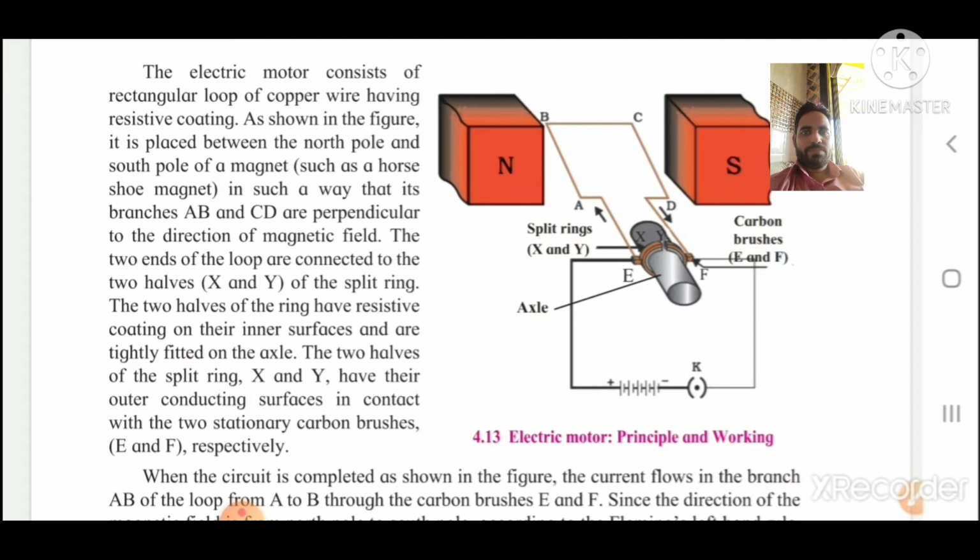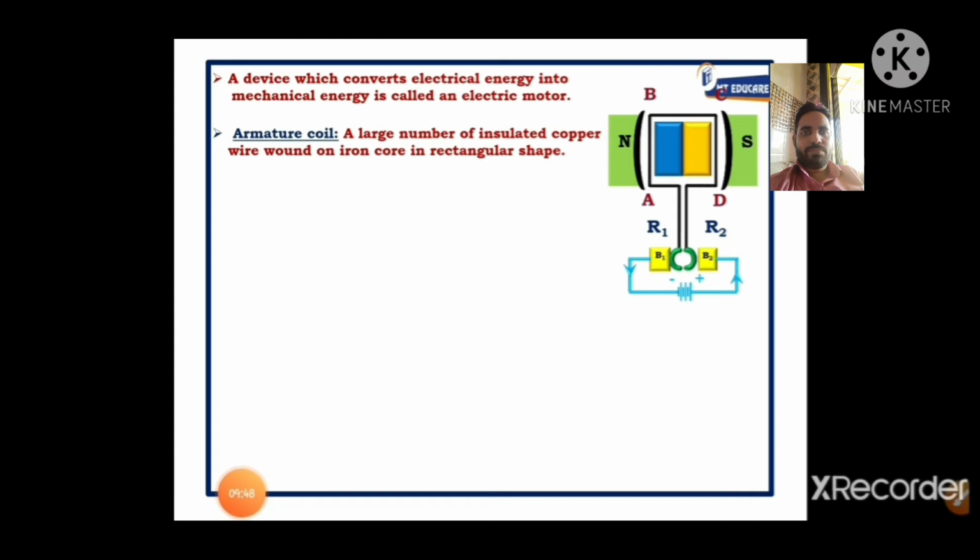Now I am going to show you. Let us understand what an electric motor is, what the principle of the electric motor is, what the construction is, how it is made, and what the working of the electric motor is. All that I am going to explain right now in this slide. So let us see. First of all, we will see the definition of the electric motor. What is the definition of an electric motor?